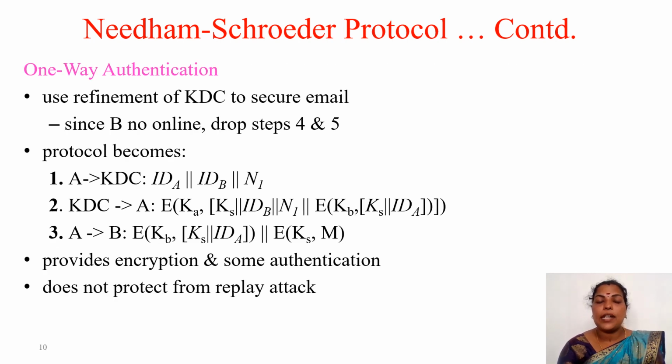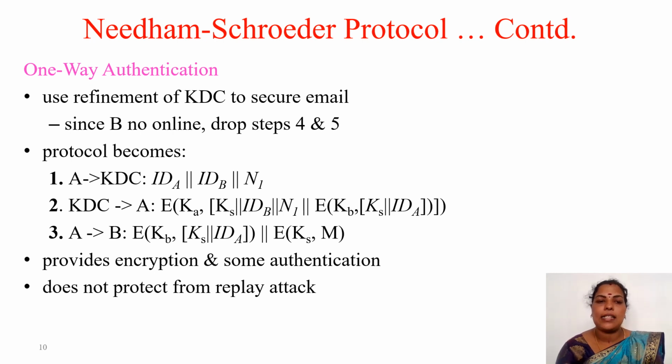Then one-way authentication in this Needham-Schroeder protocol is a refinement of KDC to secure mail, since B is not online. One-way authentication means, just like email communication, A is sending to B, but B is not immediately viewing everything. It is receiving, but once he becomes online, only then can he view it. So since B is not online, drop steps 4 and 5.